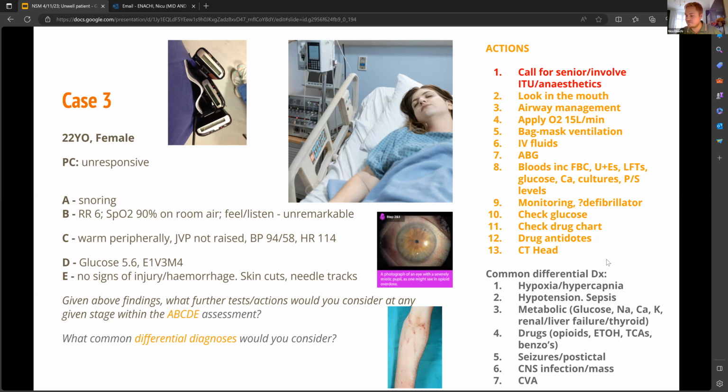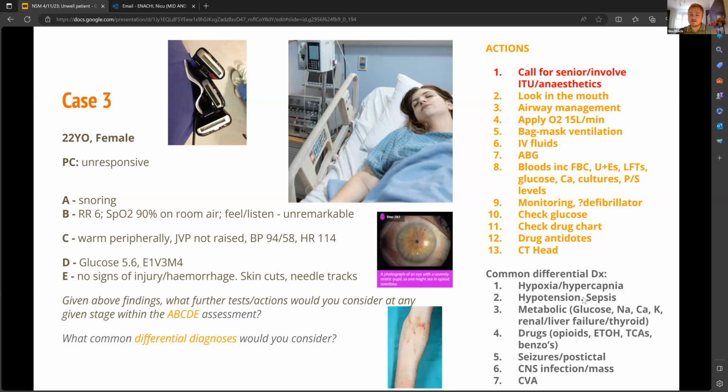So maybe you've had some history from your nurse that this patient takes a lot of opioids, or they're admitted with an opioid overdose or benzos overdose. So you think about antidotes. Think about CT head if everything looks fine, but they're still drowsy. So common differential diagnosis for an unresponsive patient, there's so many things to consider. Sometimes the D here just takes a lot of time. Make sure you do your ABCs first.